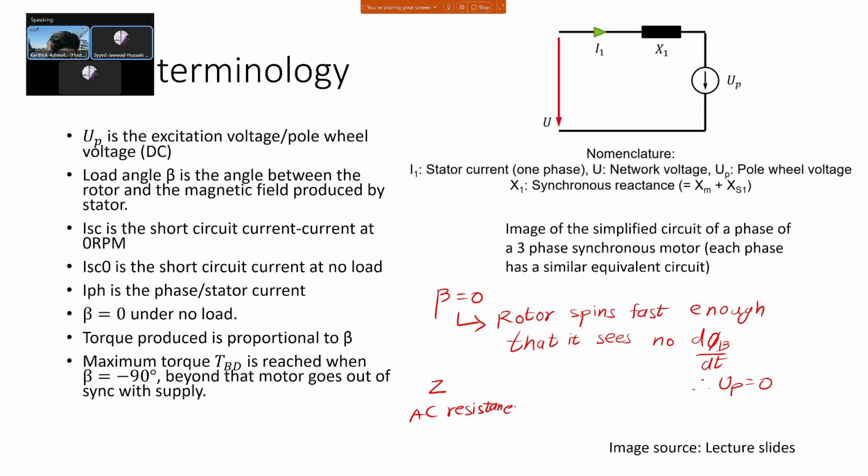It's equal to R plus X. R is the actual resistance, the DC resistance, plus reactance. And this reactance is seen only when there is a frequency. When frequency is 0, there is no reactance. Zero frequency basically means DC.